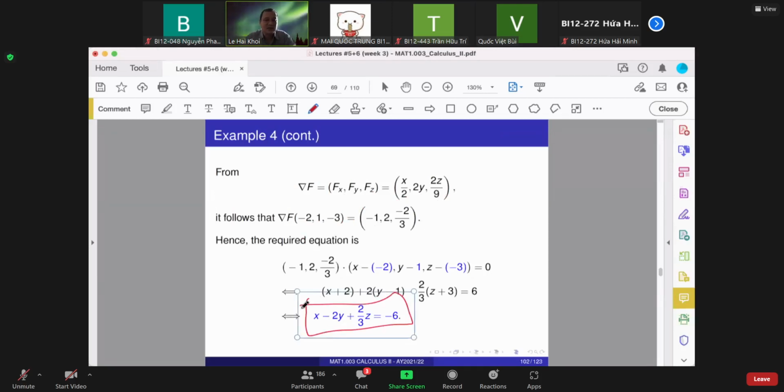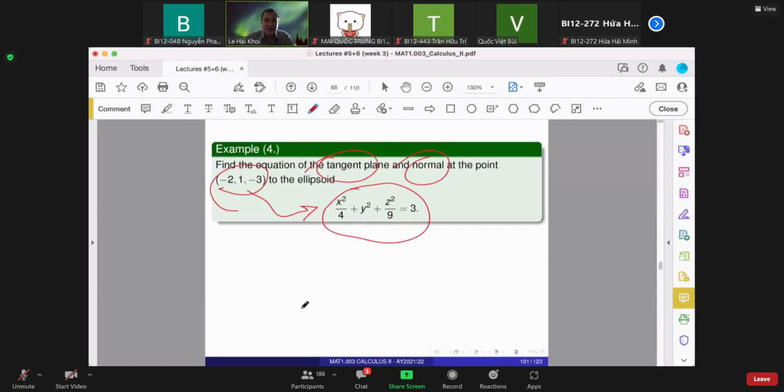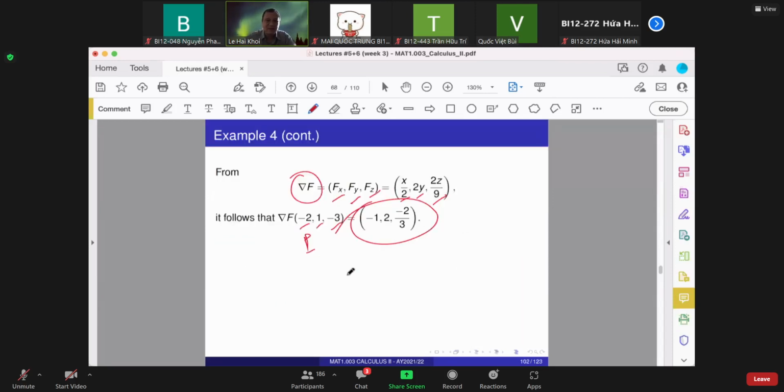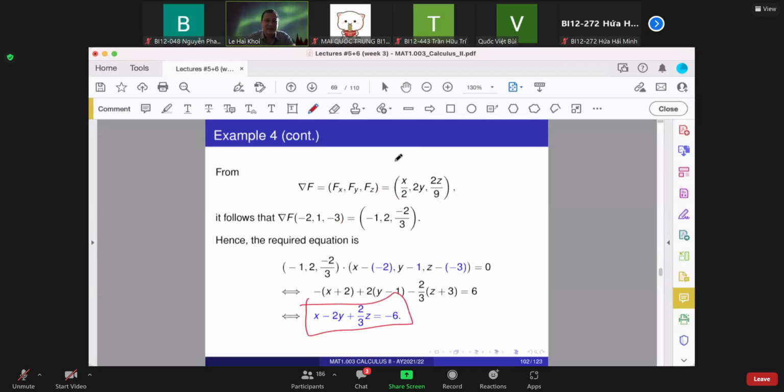This is the equation of the tangent plane, right? Using that one. When you find this, you can get the answer. You find this, you get the answer. This is the equation of the tangent plane.